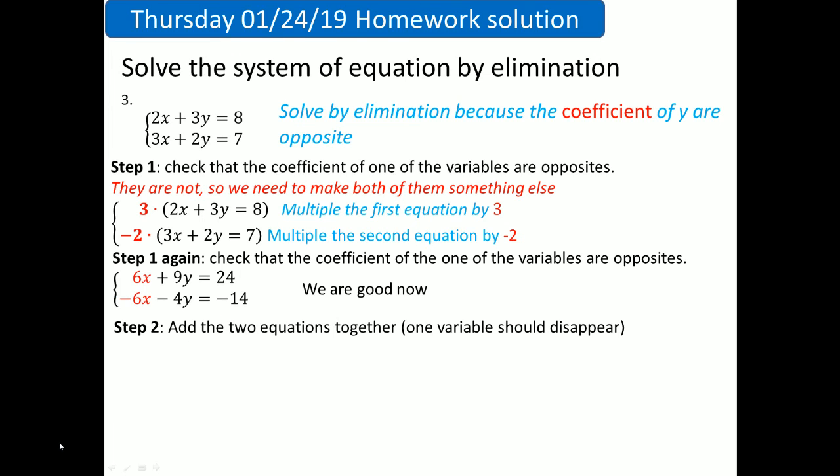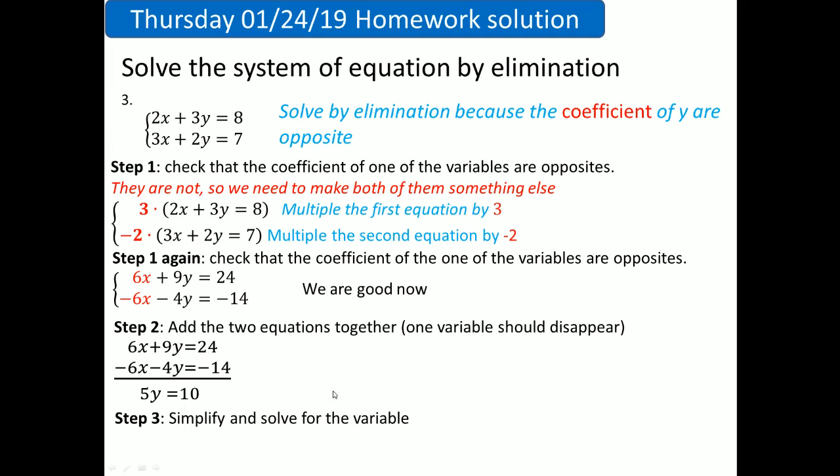Step 2. Add the two equations together. One variable should disappear. 6x plus negative 6x becomes 0. It disappeared. 9y plus negative 4y becomes 5y. 24 plus negative 14 is 10. Step 3. I can now simplify and solve for the variable. 5y equals 10. Divide by 5 on both sides. I get y equals 2.